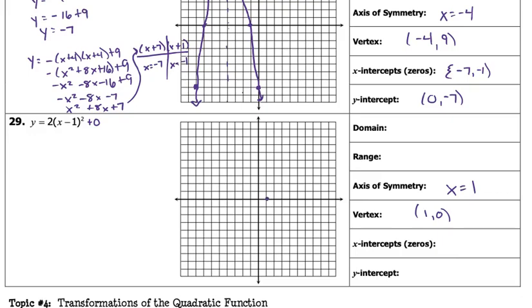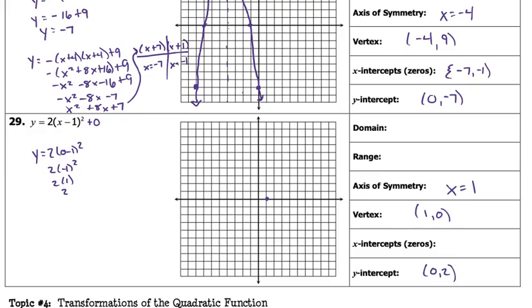I can find my y-intercept by plugging 0 in. So y equals 2 times 0 minus 1, squared. So that would be 2 times negative 1 squared. Now we've got to do the exponent first. So 2 times, that would be negative 1 times negative 1, which is 1. So when I put 0 in, I get 2. So my y-intercept is 0, 2.